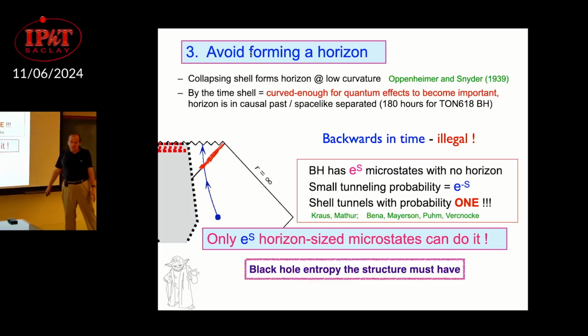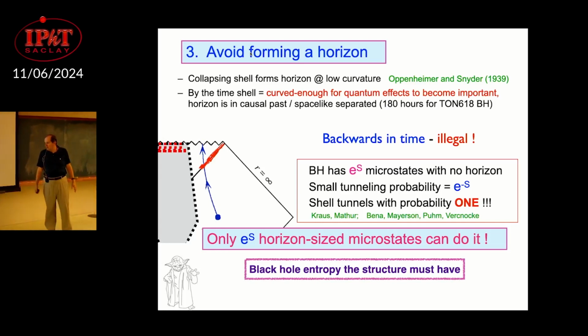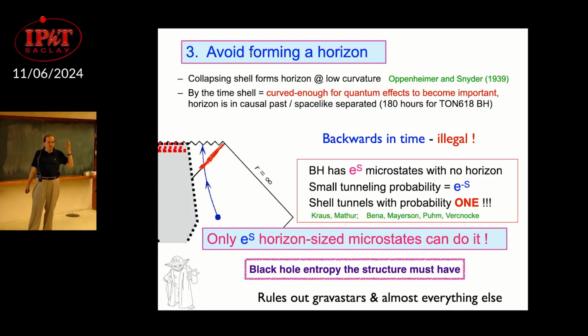So again, this is lesson number 3. Black hole entropy, the structure must have. Otherwise, and this rules out, for example, gravastars and many things.